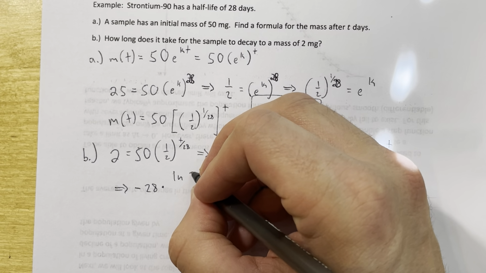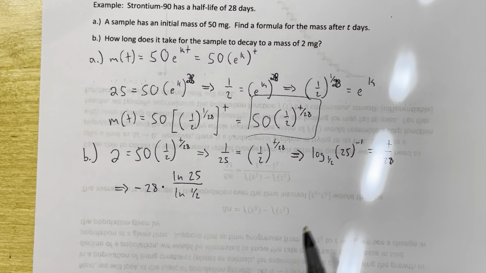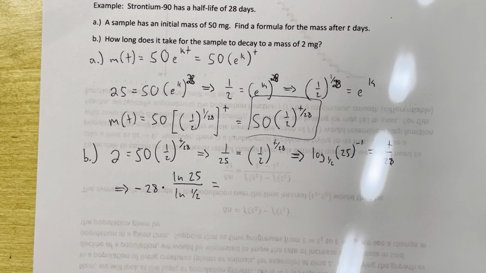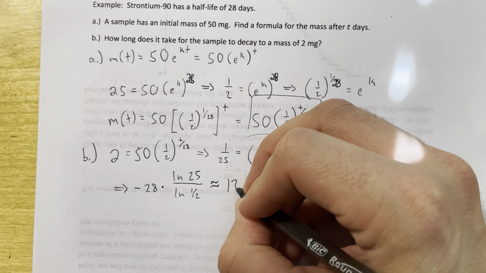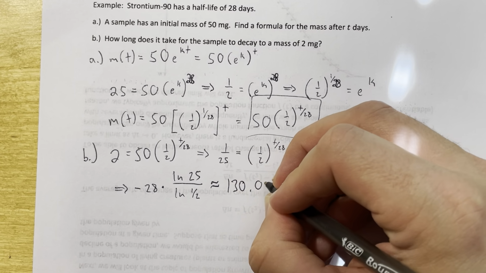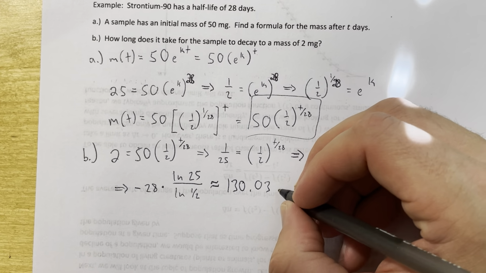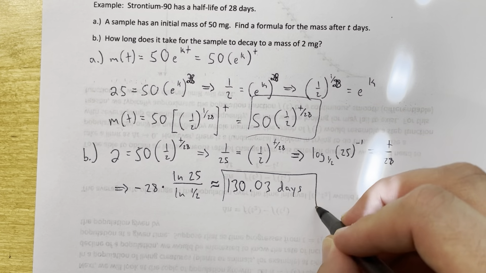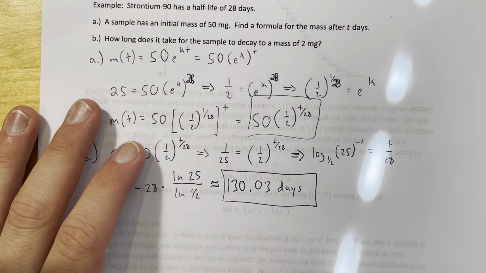I'll use the natural log: log 25 over log 1/2. Plugging that into a calculator is going to get you a quantity of roughly, let's say approximately, 130.03. And remember, it said how long. This is a measure of time, and so far time has been measured in days. So that's 130.03 days. Okay?